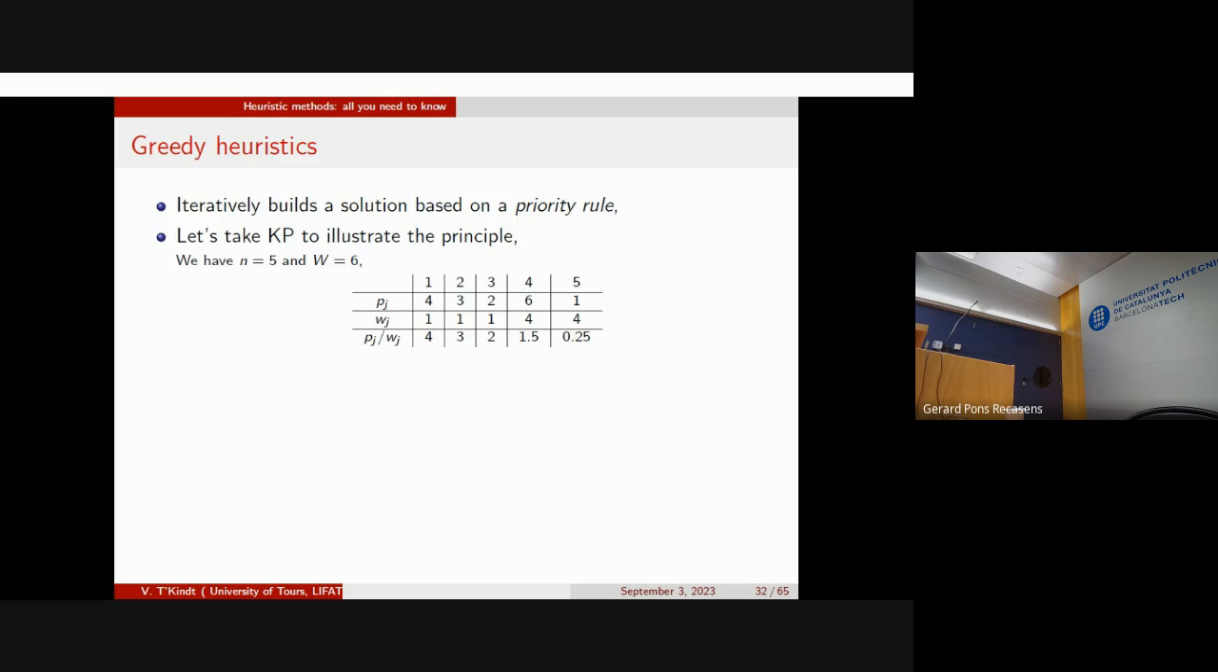So this could be a priority rule. We could say, okay, I have this ratio that seems really nice to me, and I just order my items by decreasing value of the ratio, and I take the items one by one in this order until I fill the knapsack. If I do that on my example, I put 1, 2, 3, because I have a weight of 3, and I can't put anything else. My capacity is only 6 in this example. So I start with 1, 2, 3, and the total profit is 9.